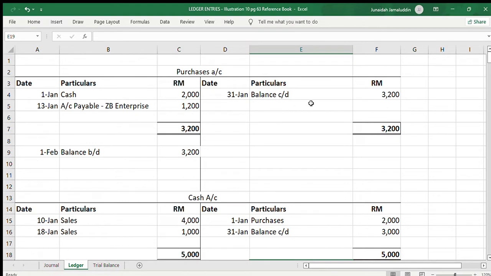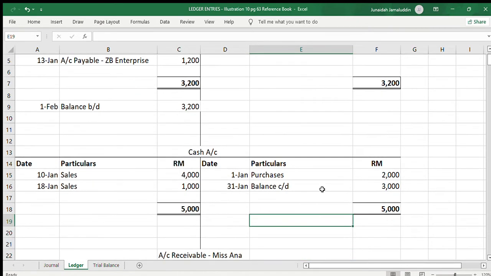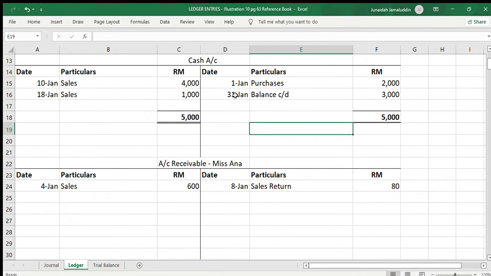Kalau macam tadi, untuk purchases account, kita ada baki akhir pada bulan Januari sebanyak 3,200. Kan? So, baki akhir ni kita akan bawa ke bulan yang berikutnya. Contohnya untuk cash account ni, kita ada baki akhir ataupun balance CD sebanyak 3,000. So kita akan bawa balance ni ke bulan Februari. So, we have to write the date here. Balance CD, kalau dia berada di sebelah kredit, for the following month, we have to carry it into the debit side. Kita kena bawa dia ke sebelah debit.